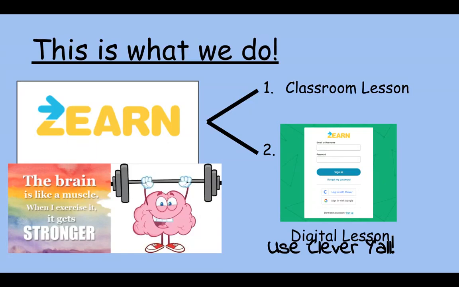This is what we do. We have a classroom lesson. This video takes the place of the classroom lesson, and if you're in the classroom, it's called a small group lesson. You also have your digital lesson. So, for example, we're doing lesson 6 today. You would go to Zearn and complete the lesson 6 digital lesson.